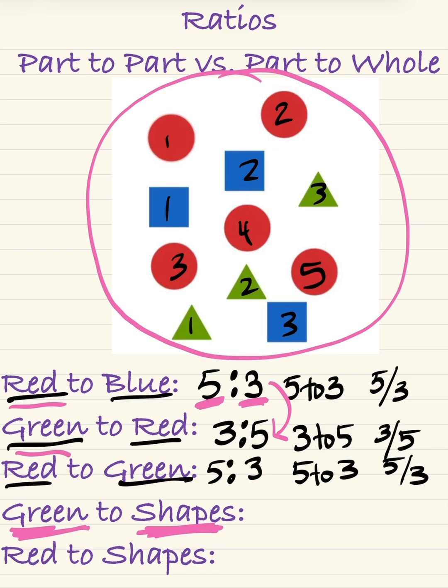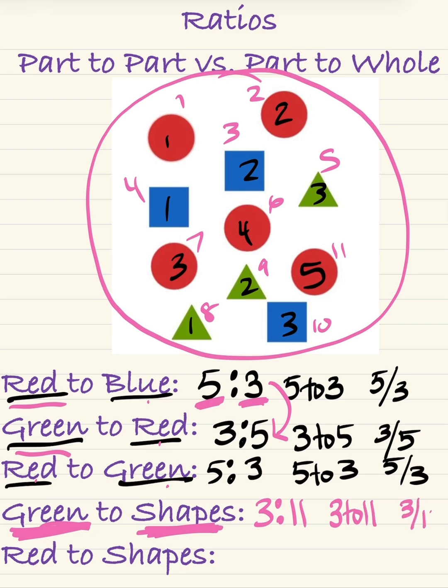Before I was looking at just a piece of the picture, the red and the blue. I was looking at a piece, just looking at the green, then looking at the red. I looked at the red, I looked at the green. Now I am looking at the green, which is 3, but to all of the shapes. And when I count all of the shapes, that is 1, 2, 3, 4, 5, 6, 7, 8, 9, 10, 11. 3 to 11, 3 over 11.